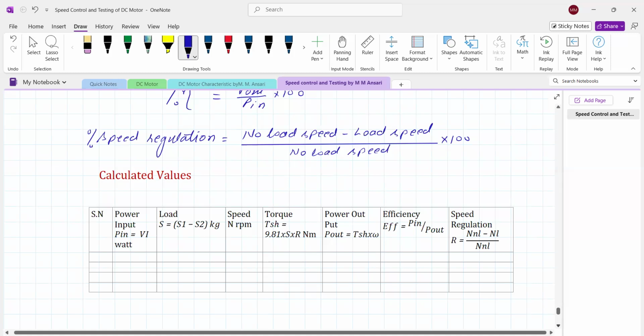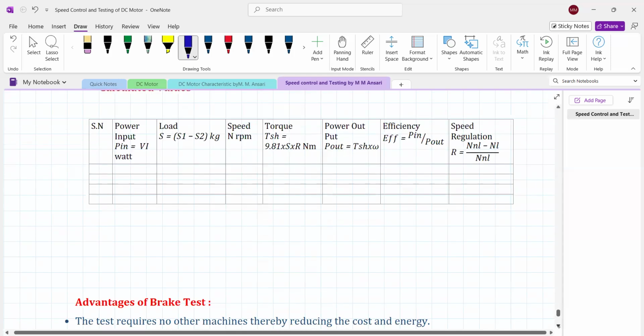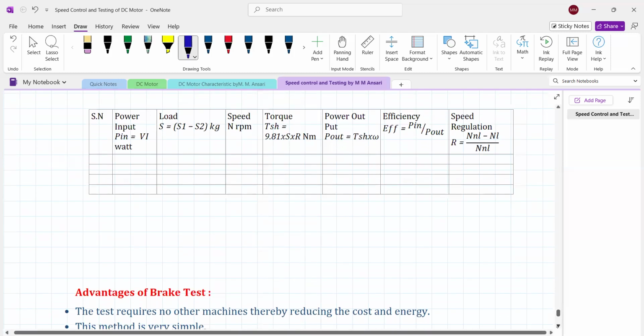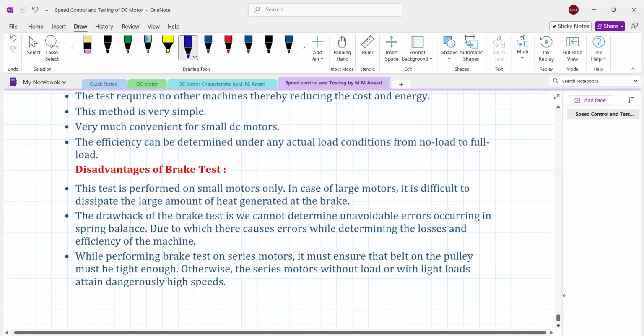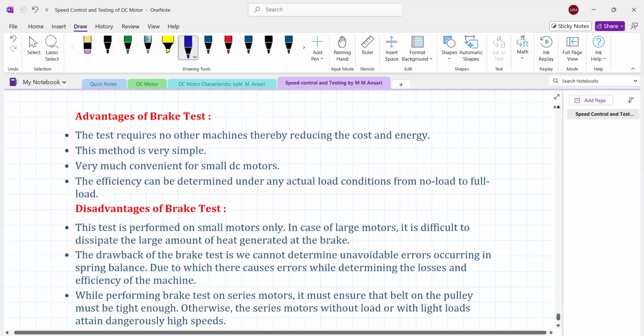So this is the procedure which is used to find out the efficiency and speed regulation of a machine or motor by the help of direct load test. Now, what are the advantages and what are the drawbacks of this direct load test? First, we will see what the advantages are.